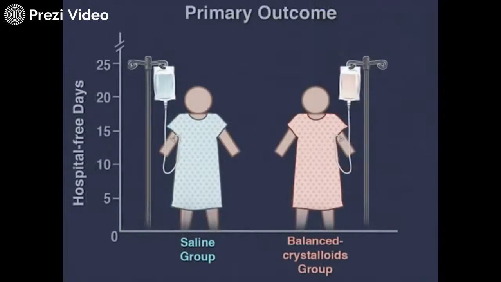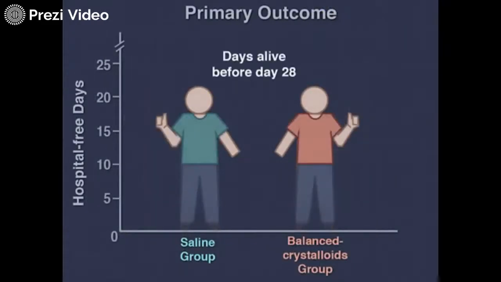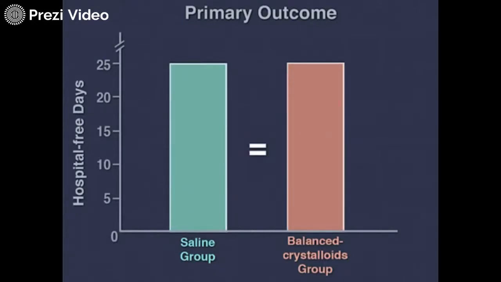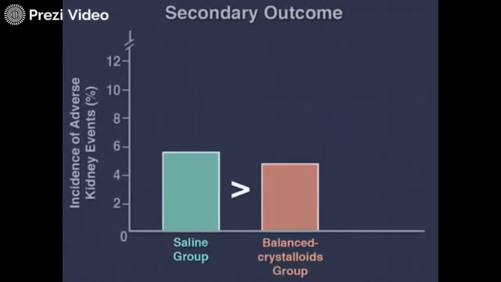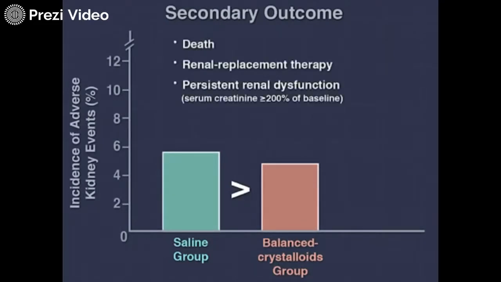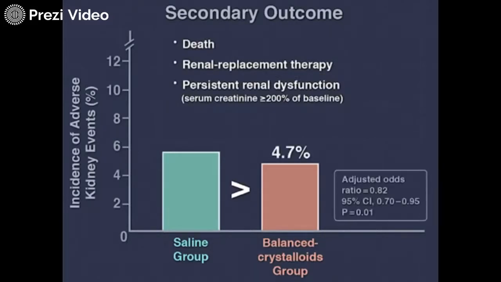The primary outcome of hospital-free days, defined as days alive after discharge before day 28, was the same in the balanced crystalloids group and the saline group, 25 days versus 25 days. Patients in the balanced crystalloids group had a lower incidence of the secondary outcome of major adverse kidney events within 30 days, which was a composite of death, renal replacement therapy, and persistent renal dysfunction, 4.7% versus 5.6%.